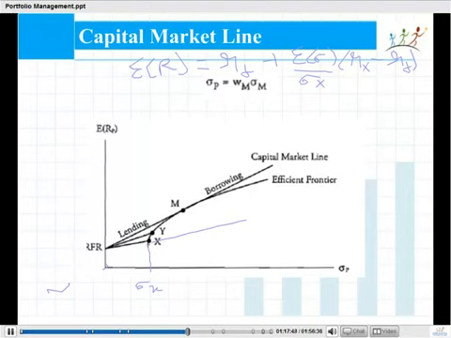Now I will reach this point exactly. I will reach the return on the risky asset if I invest 100% of my money in the risky asset. If I invest 100% of my money in X, I will reach this point. How will I reach beyond X, or when will the expected return be greater than the return on X?